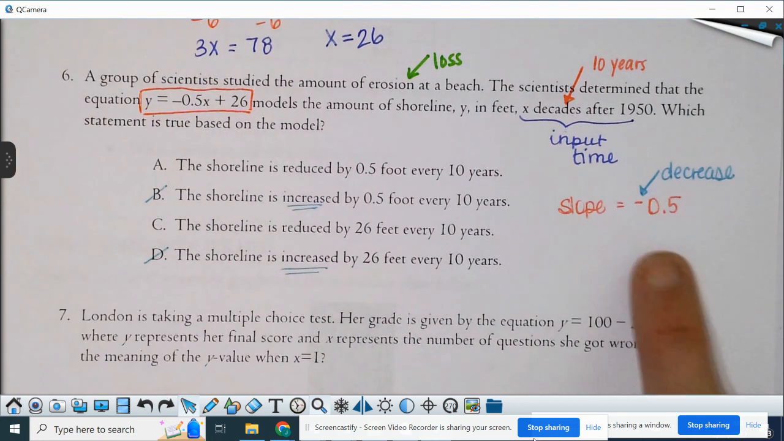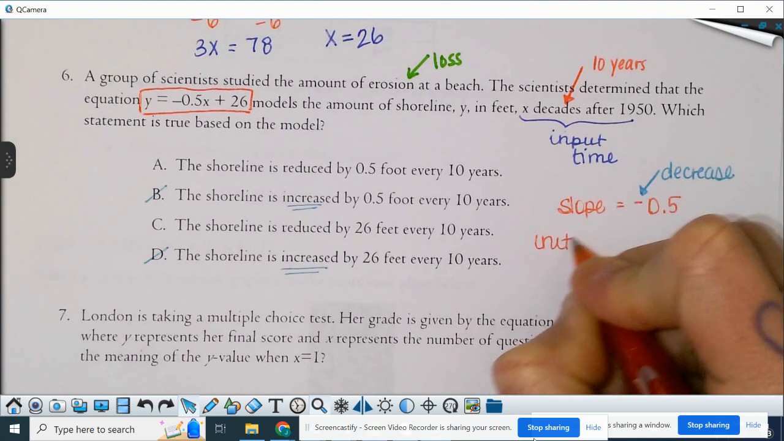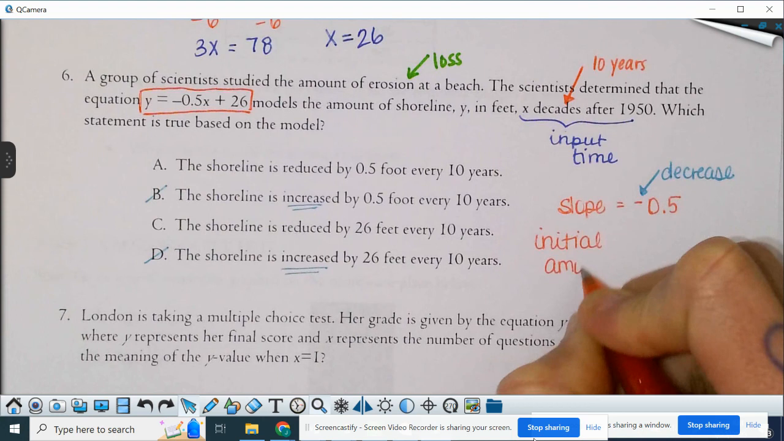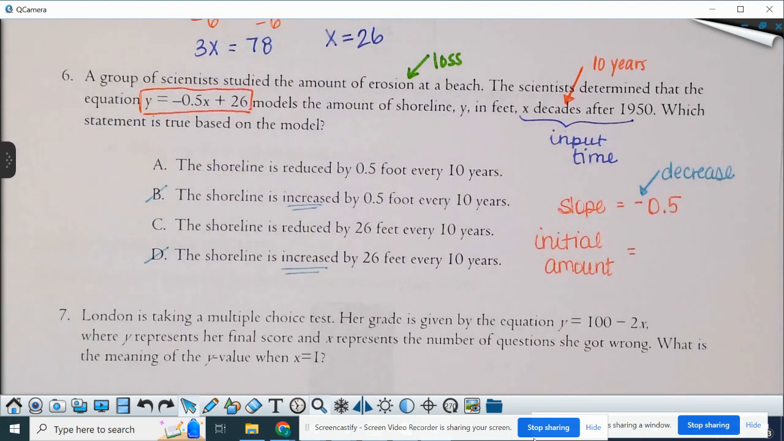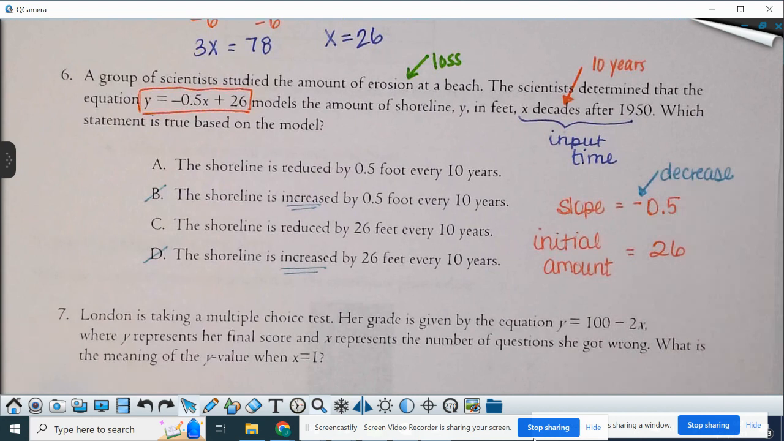So if the slope is a negative 0.5, and then the y-intercept, or the initial amount, what is the initial amount? What's the number? 26, good. Because it's the number at the end, that b, the constant. The word constant might help in your brain too. The number without a variable is a constant. Constantly, no matter what, you're going to pay this. Constant, constant, constant. It does not change. That's your y-intercept. In this case, we're talking about erosion of the beach. So 26 means that it was 26 feet at the time they started to measure it. The beach was 26 feet of shoreline at the time.